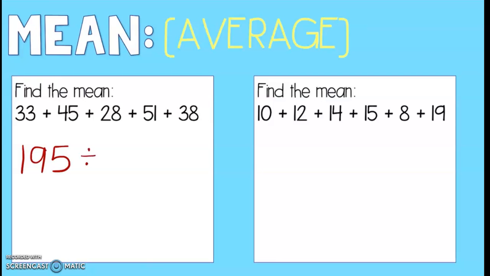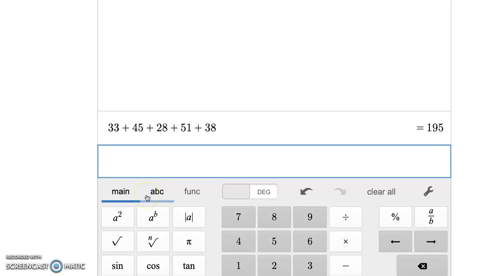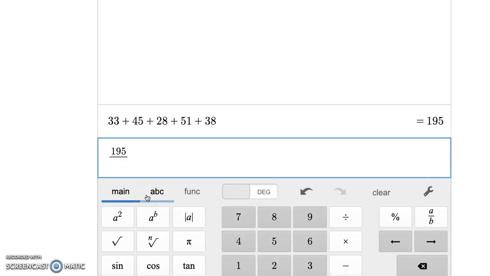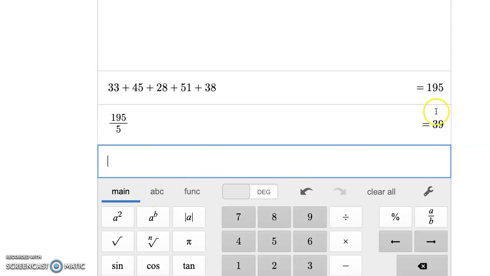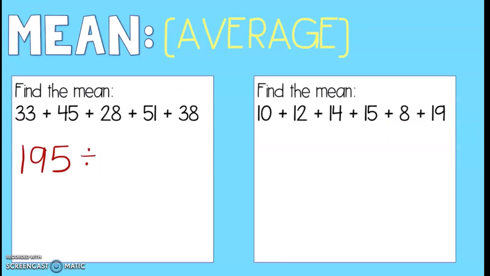Then we're going to divide by how many there are. When we count, there are 1, 2, 3, 4, 5 pieces of data. So in my calculator, I'm going to take my sum, which was 195, and divide it by 5 pieces of data. We divide that by 5, and we get that our average, or our central number that represents the data set, is 39.